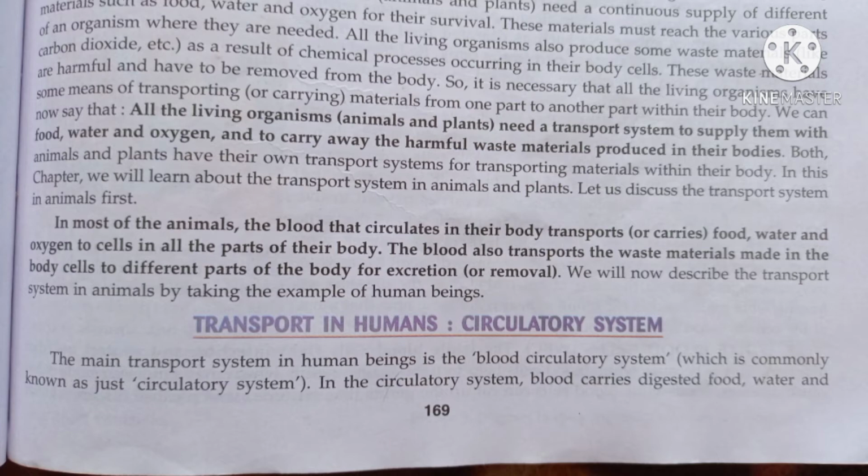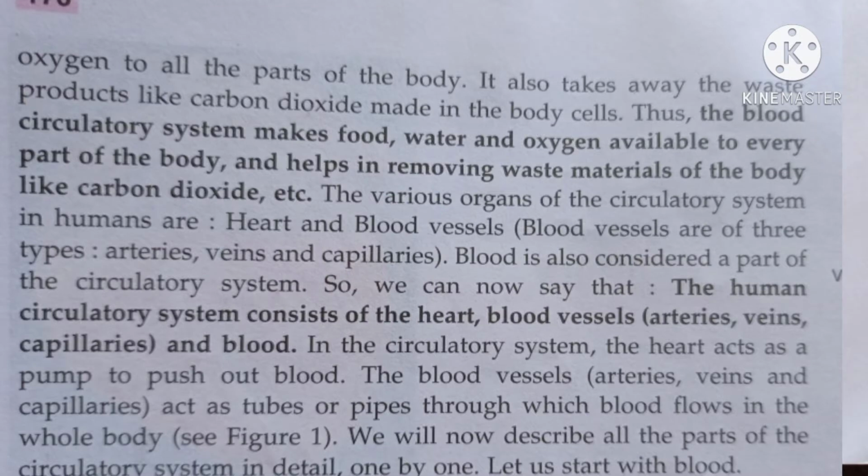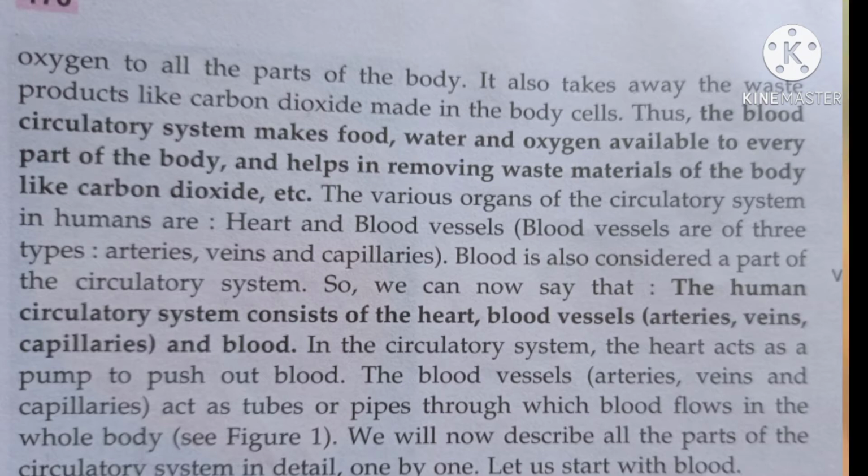The main transport system in human beings is the blood circulatory system, which is commonly known as just circulatory system. In the circulatory system, blood carries digested food, water, and oxygen to all the parts of the body. It also takes away the waste materials like carbon dioxide made in the body cells.